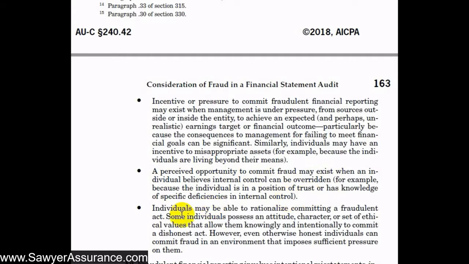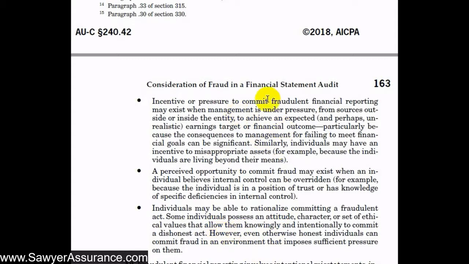Finally, we have rationalization. This is where an individual has an attitude, character, or a set of ethical values that allow them to knowingly and intentionally commit a dishonest act. Perhaps an employee sees that the owner of the company or the shareholders have been making a lot of money, and maybe they rationalize that, hey, that owner would be okay if I stole some of this money. So there are maybe a lot of rationalizations that occur.